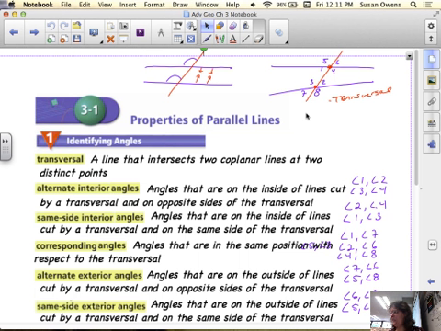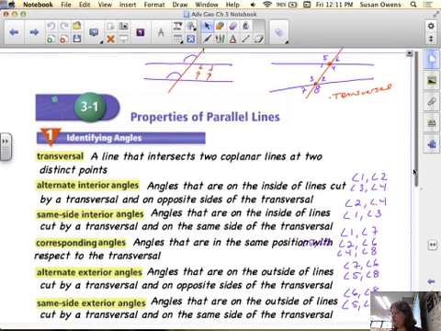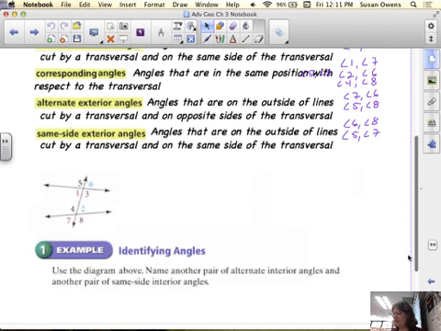Today's video is to go over some of the proofs that go with section 3.1, properties of parallel lines. Okay, so you should have the notes from the previous video, and I'm just going to go through and do the proofs, and I'm going to add one proof at the end.